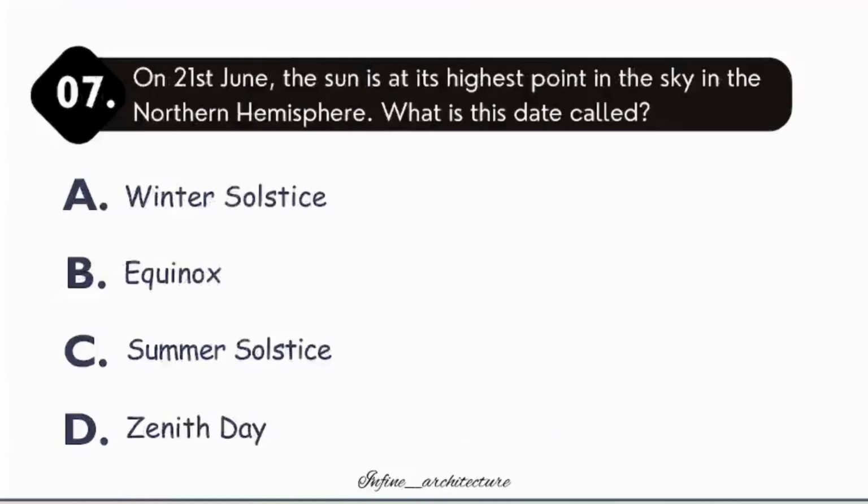Next question, question number 7. On the 21st June, the sun is at its highest point in the sky in the northern hemisphere. What is this date called? The options are winter solstice, equinox, summer solstice, and zenith day. So the right answer will be option number C, summer solstice.